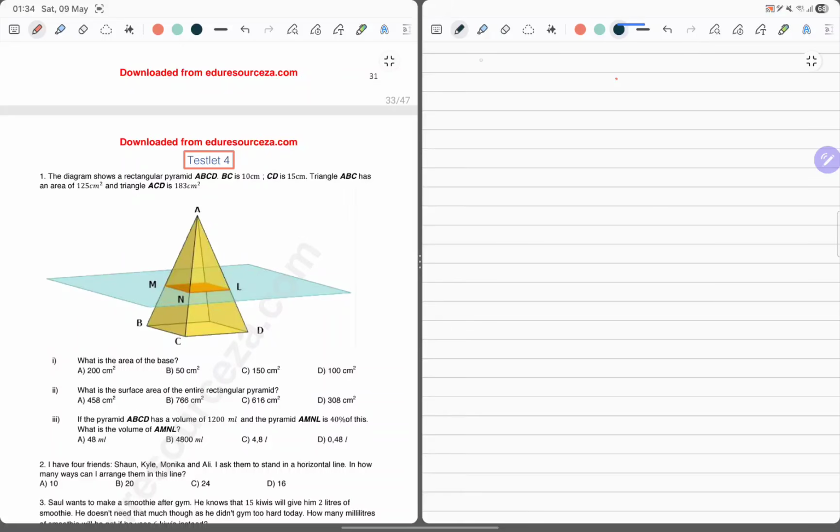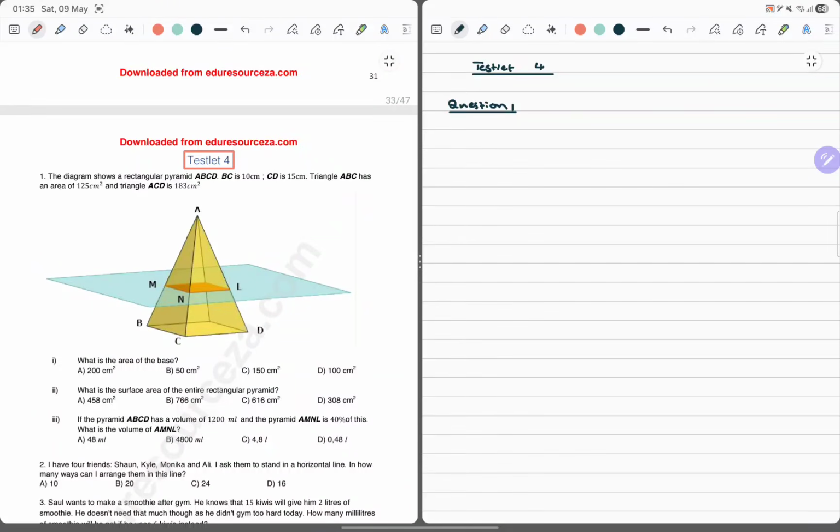Right, let's look at this testlet 4. Right, so we're going to start with question 1. Okay, so remember guys, we're practicing, so we're not on a speed spree here, but I'm going to try to be reasonable and not take too long.